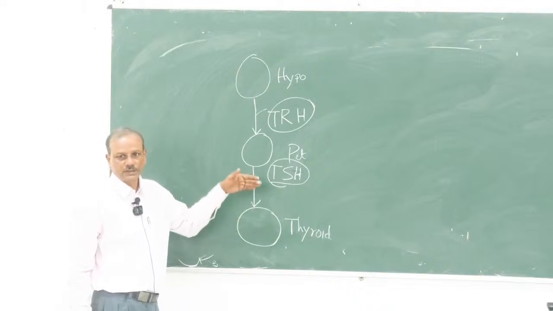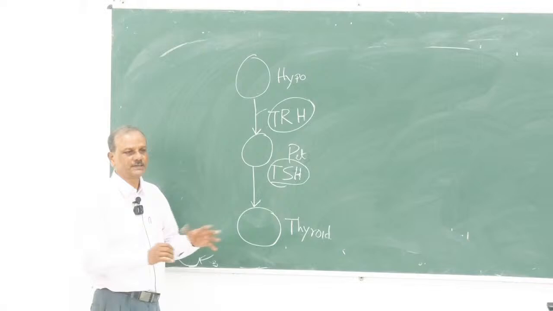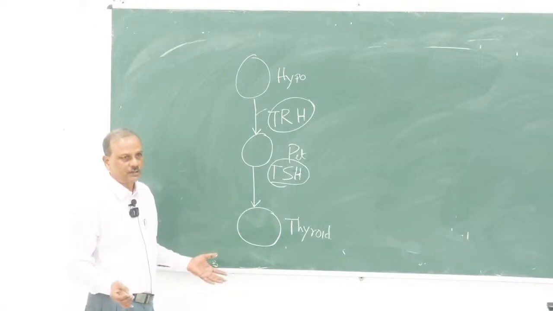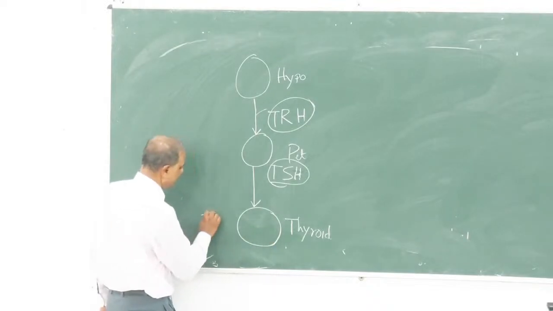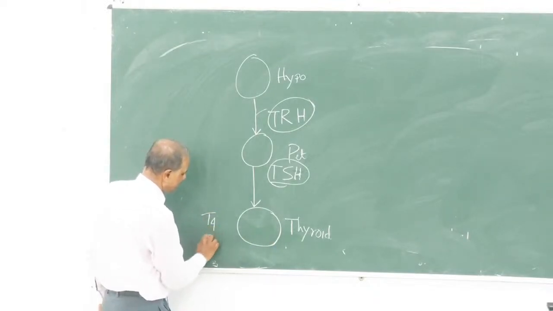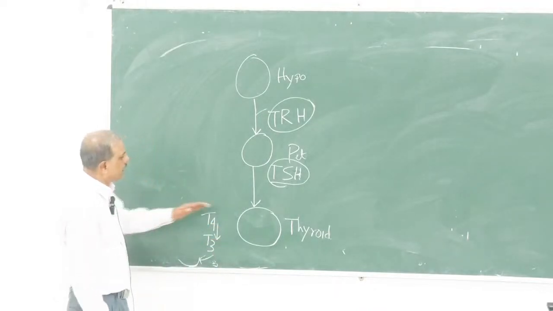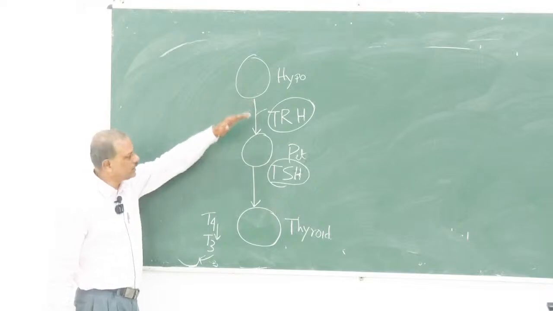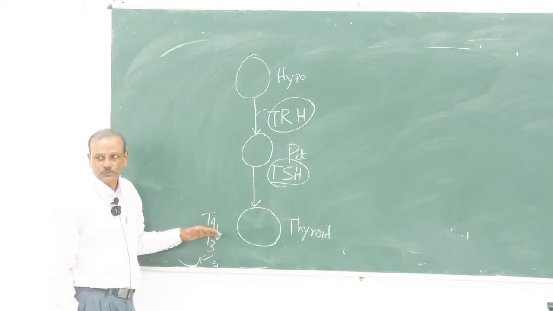As I told you, it is under the influence of TSH. So under the influence of TSH, the acinar cells produce thyroid hormone, and they actively take up iodine also. So from the thyroid you get T4 and T3, and from T4, T3 is produced. Normally there is a normal level of TRH, normal level of TSH, and normal level of T3 and T4.